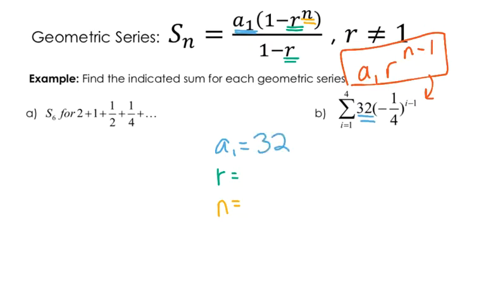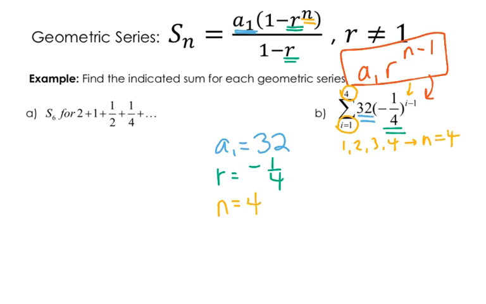My r is this number right here. So r is -1/4. And n is right there right now, so we don't know it, it's i. But then if you look back here at my summation notation, it says to start by plugging in 1 and then stop by plugging in 4. So if you plug in a 1 and then a 2 and then a 3 and then a 4, n is 4 terms. So we end up with 4 terms.